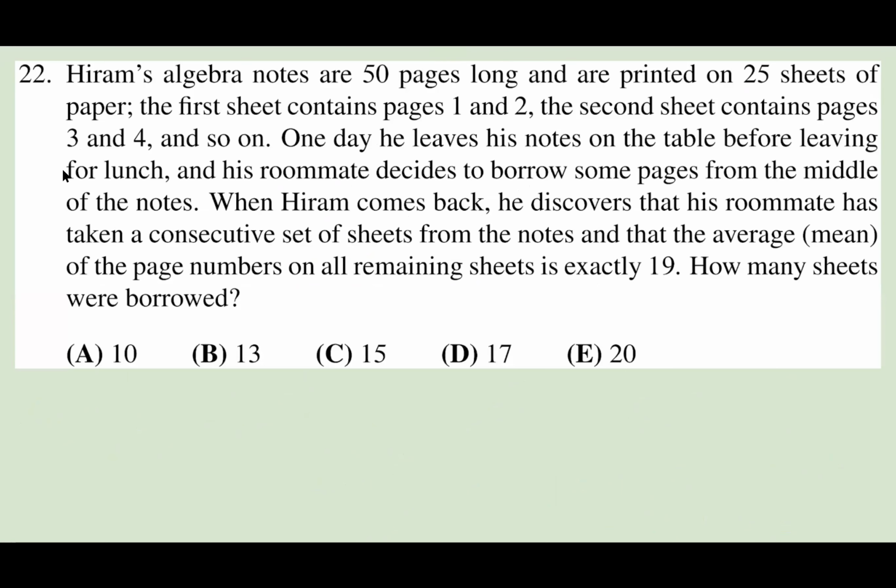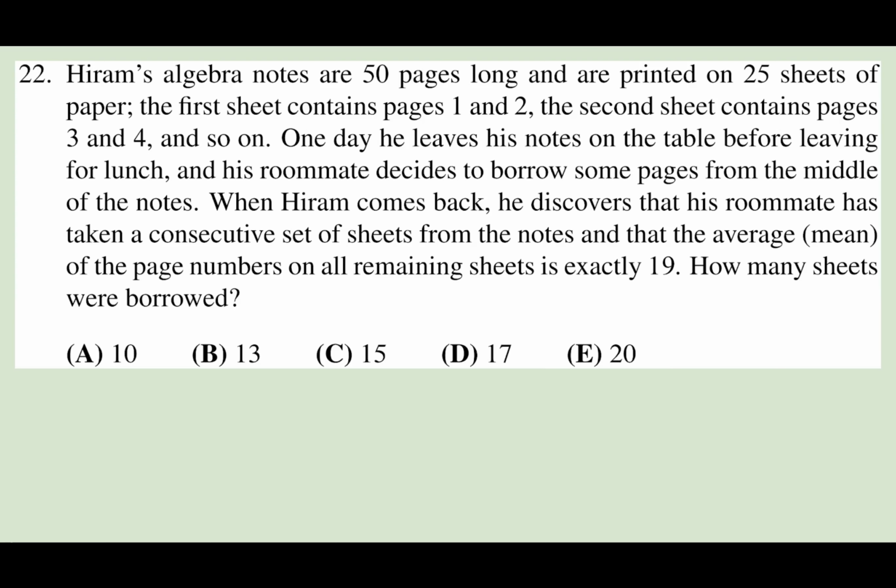So it says Hiram's algebra notes are 50 pages long and are printed on 25 sheets of paper. The first sheet contains pages 1 and 2, the second sheet pages 3 and 4, and so on. One day he leaves his notes on the table before leaving for lunch, and his roommate decides to borrow some pages from the middle of the notes. When Hiram comes back, he discovers that his roommate has taken a consecutive set of sheets from the notes and that the average mean of the page numbers on all remaining sheets is exactly 19. How many sheets were borrowed?